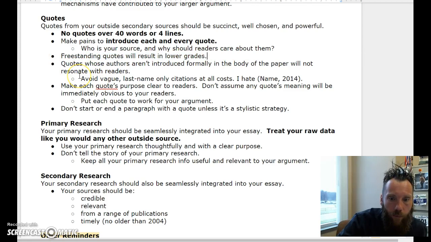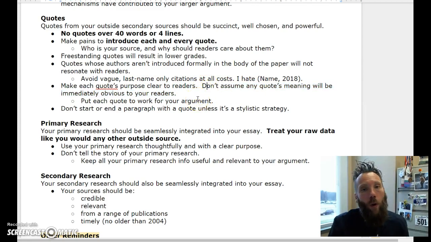All right. Avoid this at all costs. Name, comma, so you make it 2018. Okay, I can't stand citations like this because they provide me no context. Okay, make each quote's purpose clear to your readers. Don't assume any quote's meaning will be immediately obvious to anybody but yourself. You have to put your quote to work for your argument.